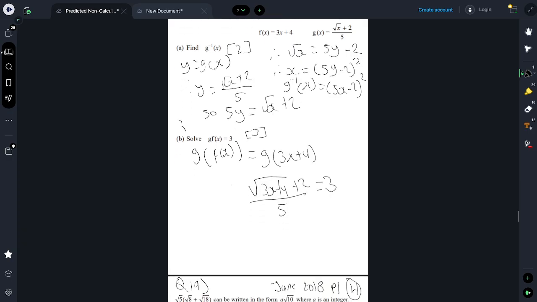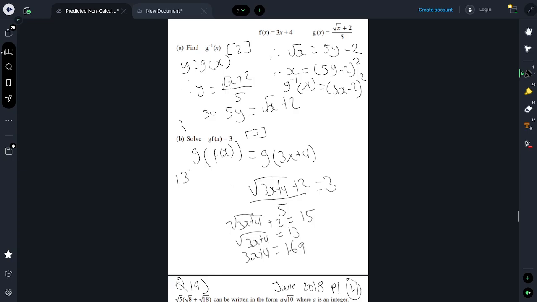Okay, so solving for x, get rid of the fraction, so times by 5: root 3x plus 4, plus 2, is 5 times 3, which is 15. Then get the root on its own, so subtract 2 from both sides: 13. Then we want to get rid of the square root, so square both sides. 3x plus 4 is 13 squared, which is 169.